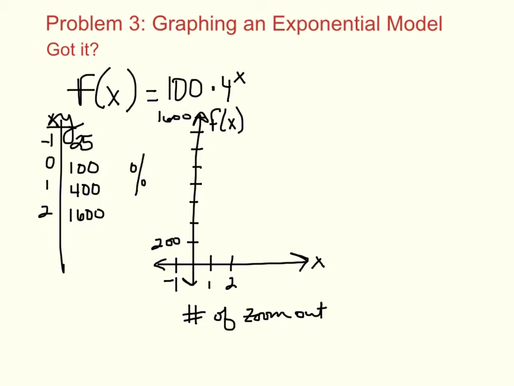So if you graph this, negative 1, 25, 0, 100, 1, 400, 2, 1600. You'll notice it goes up really fast.